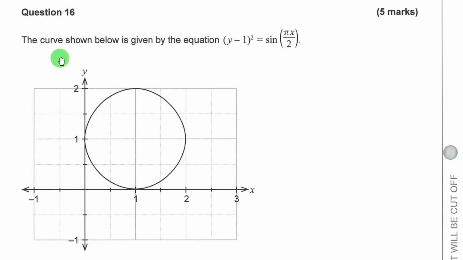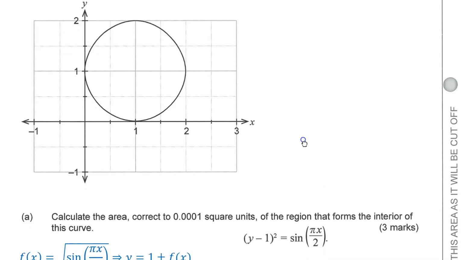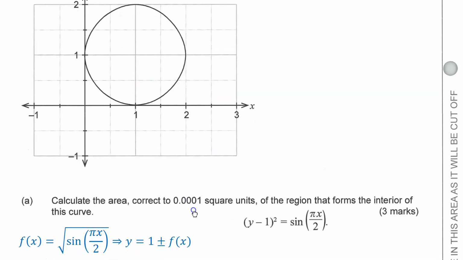So, question 16. We've got a curve shown below and its equation, and it looks pretty circular. Anyway, let's see, what have we got to do? Calculate the area, correct to the fourth decimal place, of the region that forms the interior of this curve. Right. So let's have a look here.